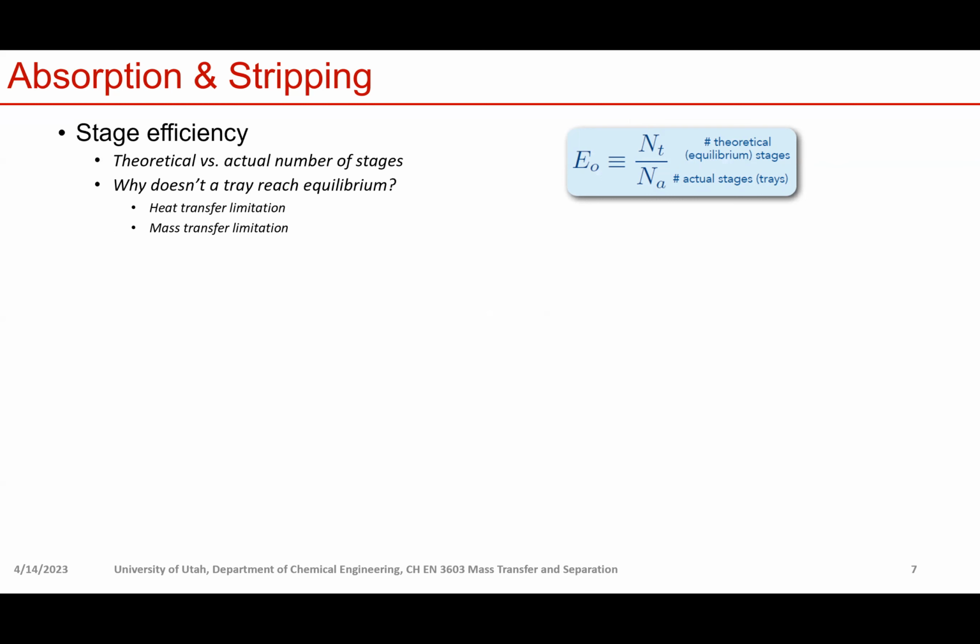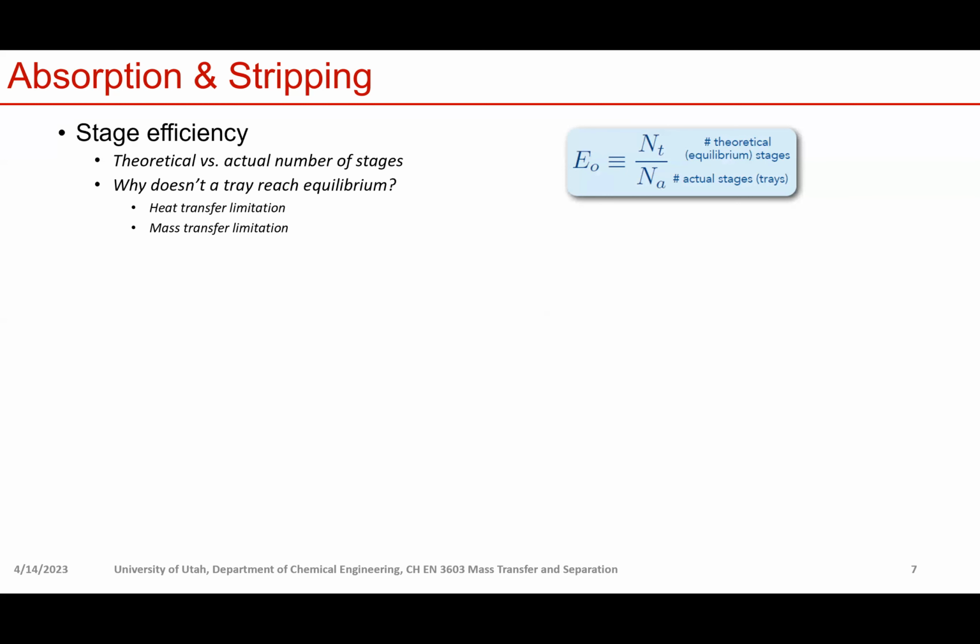Now the question is why stage efficiency is not 100%. Why it's lower than 100%. Okay, you need to understand that. So basically, that's because our assumptions do not really hold in a practical, actual setup. Very commonly there are two reasons our assumptions do not hold. One is there's a heat transfer limitation. When they mix in a plate, they might not reach the same temperature. In other words, they don't reach thermal equilibrium. Another is they don't reach mass transfer equilibrium. There's a mass transfer limitation. Okay.